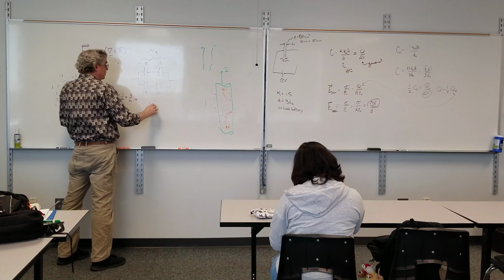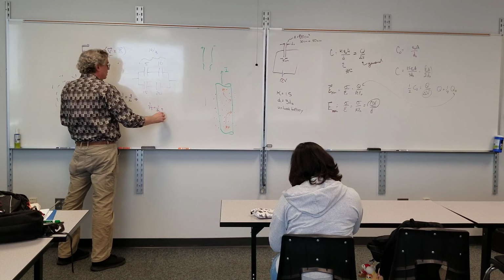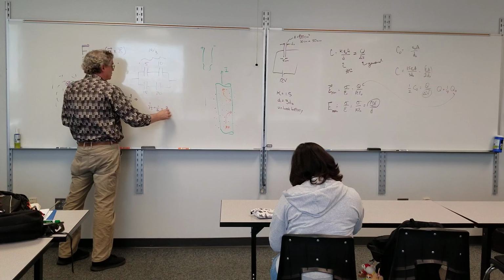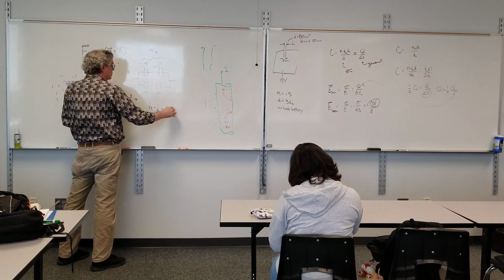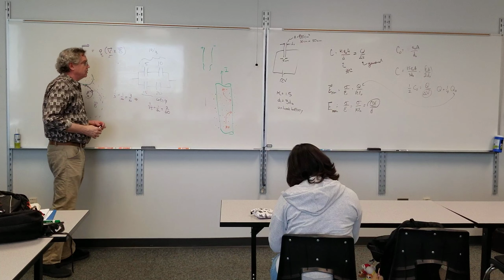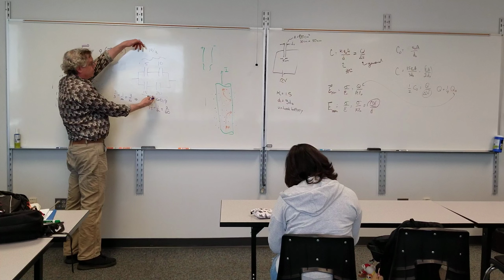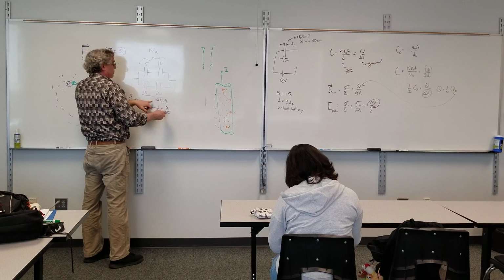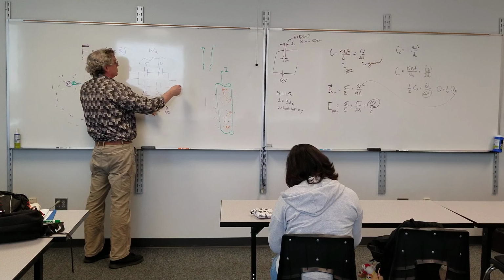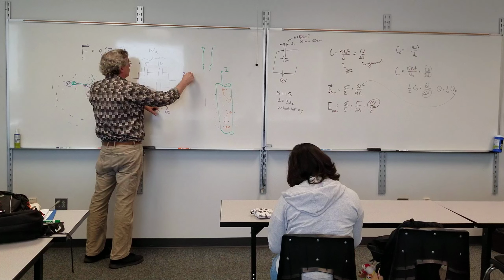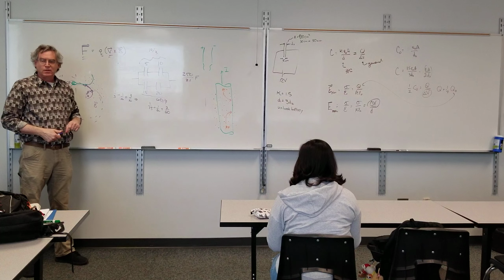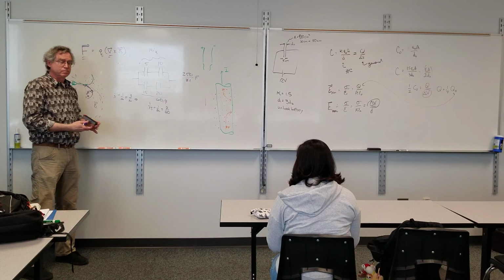And I have 1/15 plus 1/20. So 60, so 3, 4, 7, 7/60. So the equivalent capacitance here is 60/7. And then those are in parallel with each other, so 180 plus 70, so 250/21 farads. Assuming I didn't make any mistakes there.